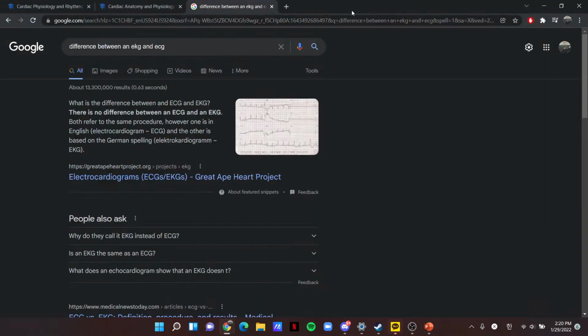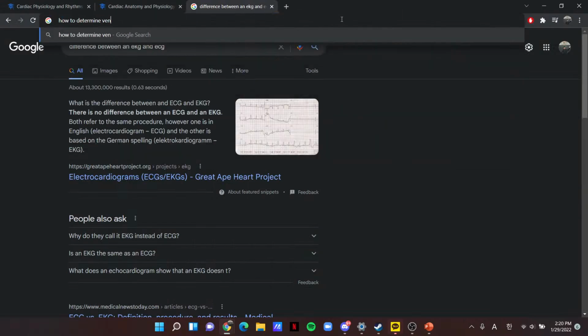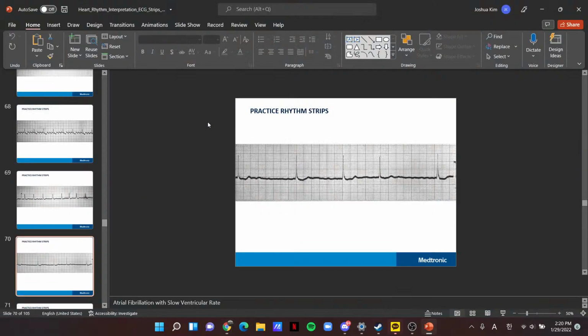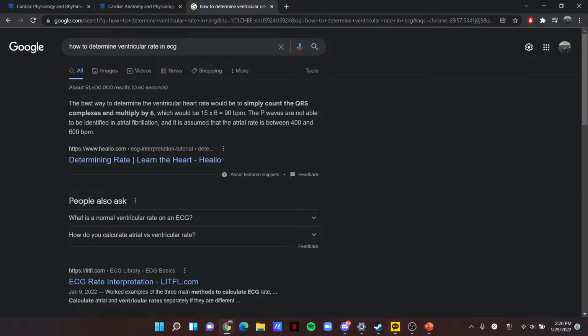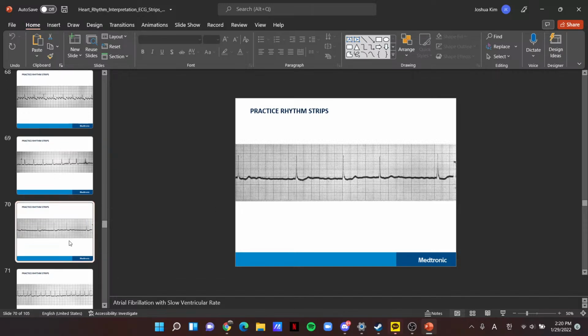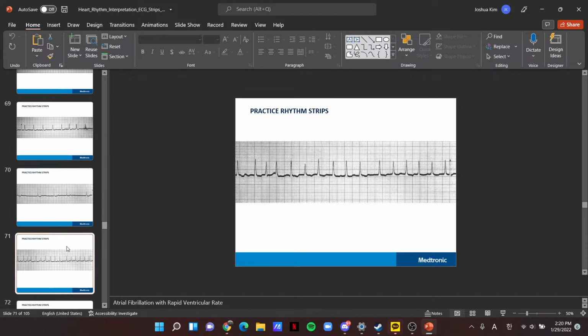Ventricular. How do you determine ventricular rate in ECG? The best way to determine the ventricular heart rate would be to simply... Oh, the heart rate. I see. Yeah, it is definitely slow. AFib.